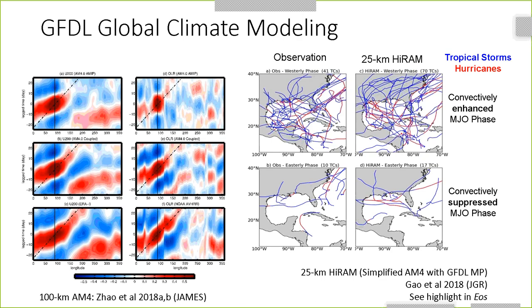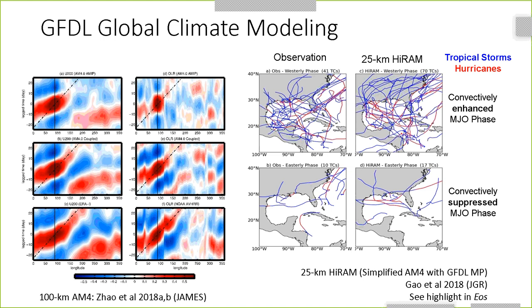A couple of examples of what this dynamical core is used for. This is a GFDL global climate model, and here's one example of the MJO in these models. On the left-hand side, you see 100-kilometer AM4. This is our flagship atmosphere model for IPCC class applications. And this is a plot of the MJO propagation. The bottom panel is the observations of about 200 millibar zonal wind speed and of observed outgoing longwave radiation. And you can see that at 100 kilometers, you get some signal if you use the right SST, but if you go to a coupled atmosphere-ocean model, you get a very good signal of MJO propagation. So you can go beyond that.